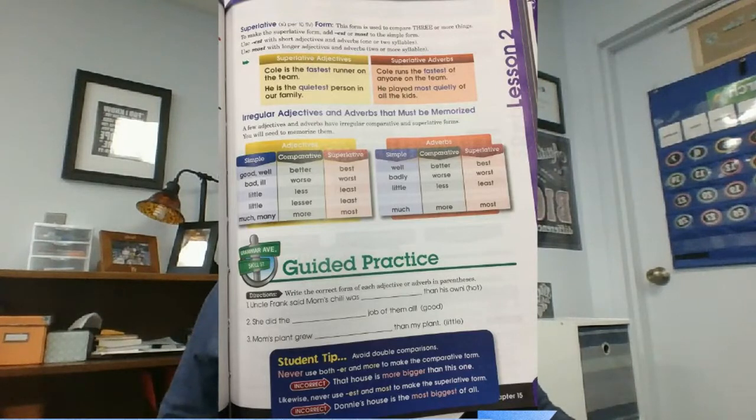All right, so if we're going to do the guided practice at the bottom, we would say number 1, Uncle Frank said Mom's chili was hotter than his own. Number 2, she did the best job of them all because there are more than 2 to compare. And number 3, Mom's plant grew less than my plant. All right, be sure you read that student tip.